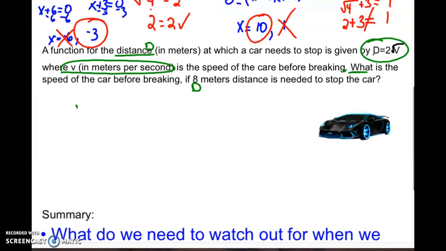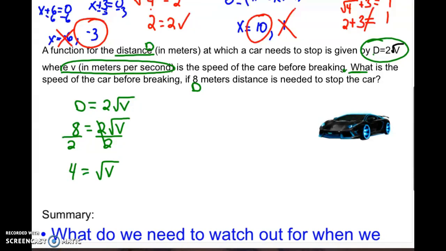Okay, so we know our formula, 2 times the square root of v. Our d is 8, equals 2 times the square root of v. We want to isolate our radical, so let's divide by 2. So 4 equals the square root of v. The answer is not 2, because remember, this is a square root, so we need to square both sides. And I'm going to flip the order, put v first, because the square root and the squared cancel. 4 squared is 16, and they told us our label will be in meters per second.